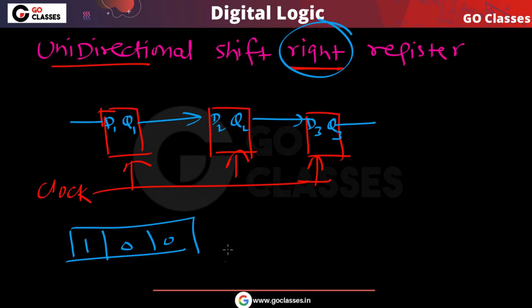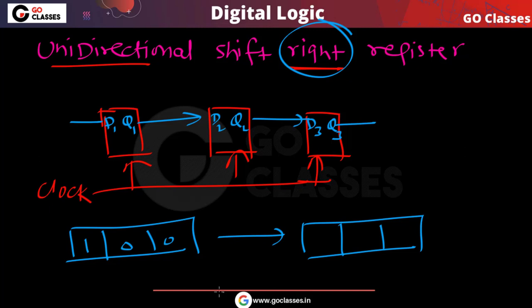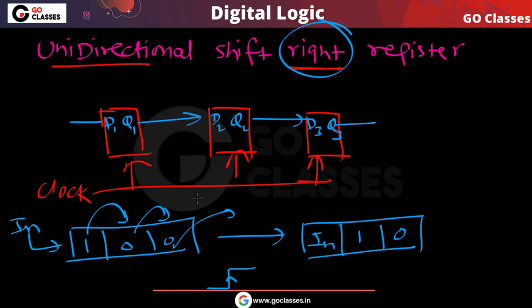What it means is that in the next clock pulse, if these flip flops are positive edge triggered, then after one positive edge this data will shift to the right. You can notice this will be 0 1, and this new data we can insert, and this data will be lost. So this is your unidirectional shift right register. Why unidirectional? Because this can only shift in the right direction. The only direction in which we can shift is the right direction.